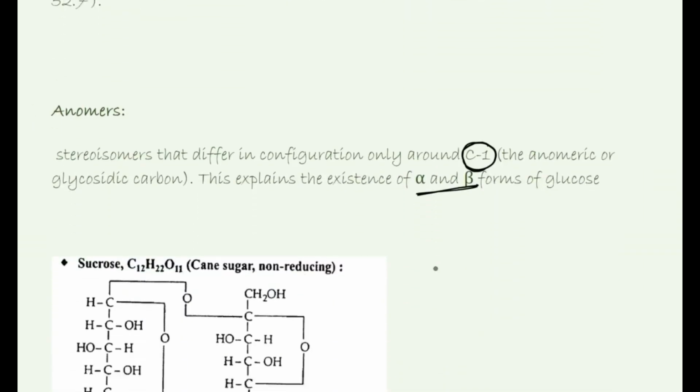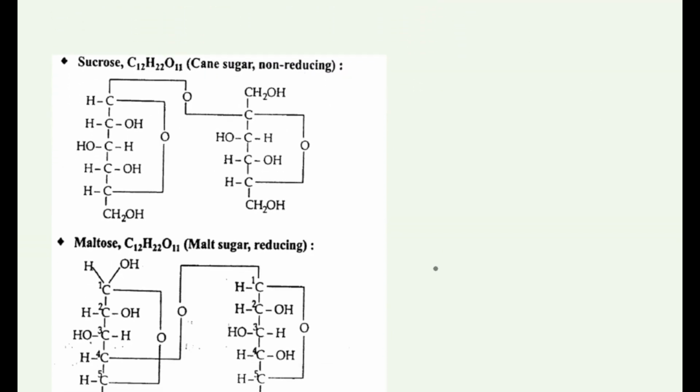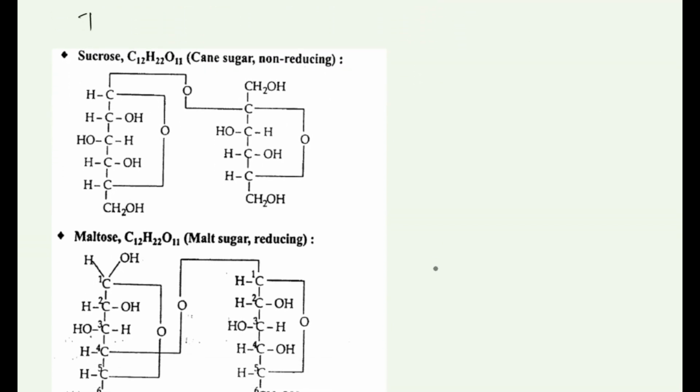The next concept we are going to see is disaccharides. Disaccharides are nothing but when we hydrolyze them, they should give two sugars, two molecules of carbohydrates. They are disaccharides. For example, sucrose. It gives glucose and fructose.